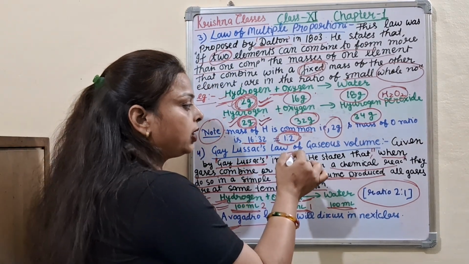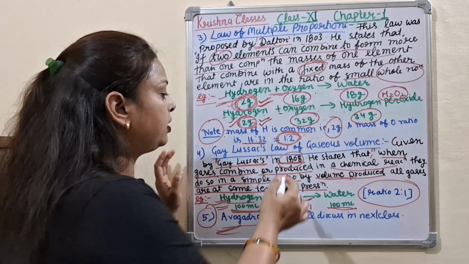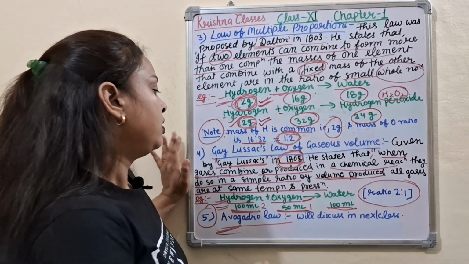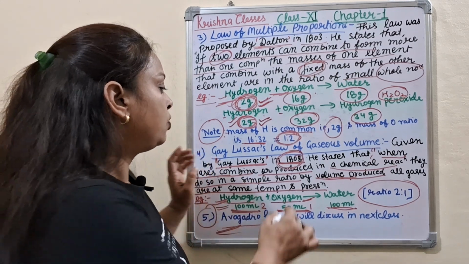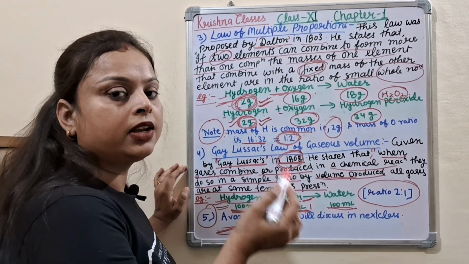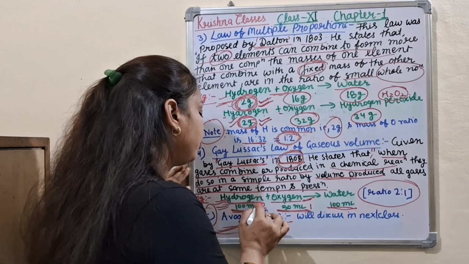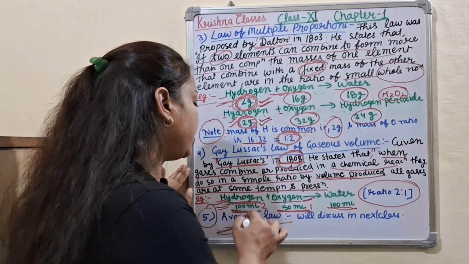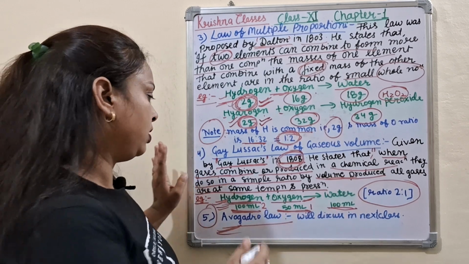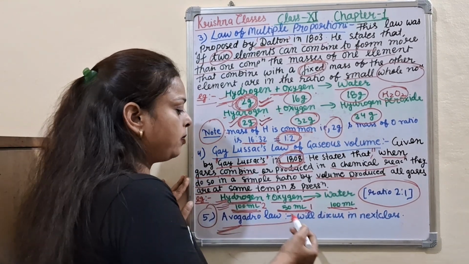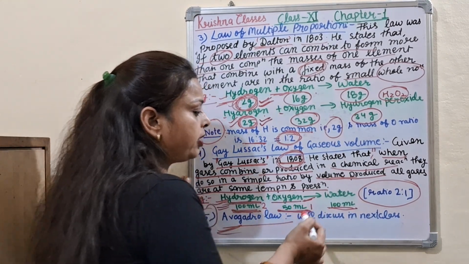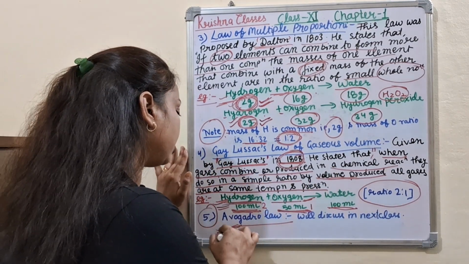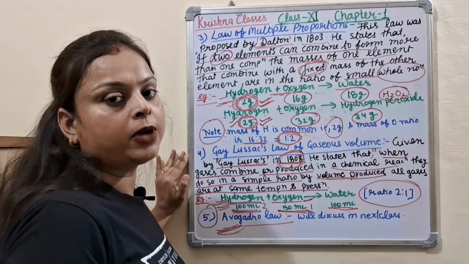And what is Gay-Lussac's law? Given by Gay-Lussac in 1808. According to this law, the gases which are produced or involved in any chemical reaction have volumes in a simple ratio. Like the hydrogen volume is 100 ml and the oxygen volume is 50 ml. That is the ratio of 2:1. And last is Avogadro's law. We will discuss it in detail in my next class.